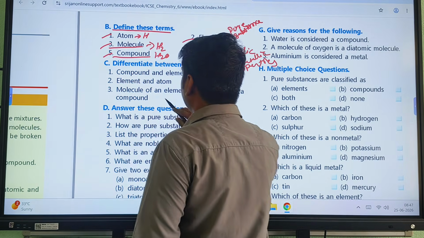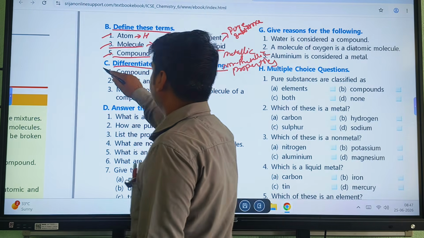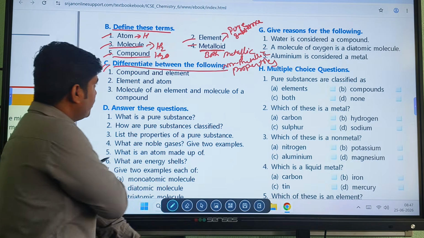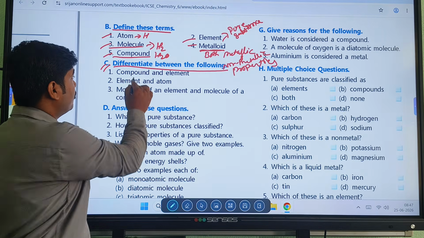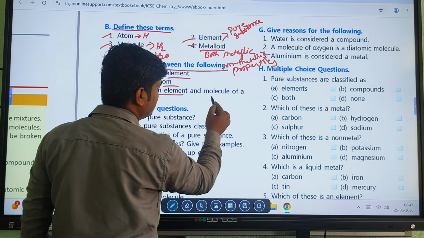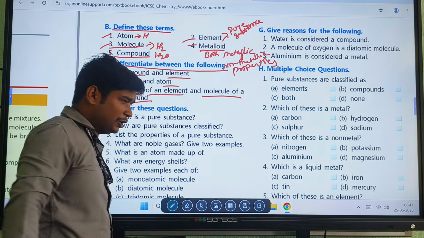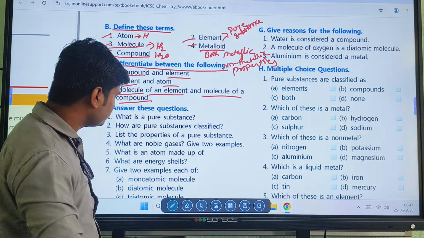Okay. Now, let's differentiate between the following. Okay. We need to define. We need to create the difference. What is the difference between compound and element? Element and atom, molecule of an element and molecule of a compound. You know already, we have already discussed these things in class.